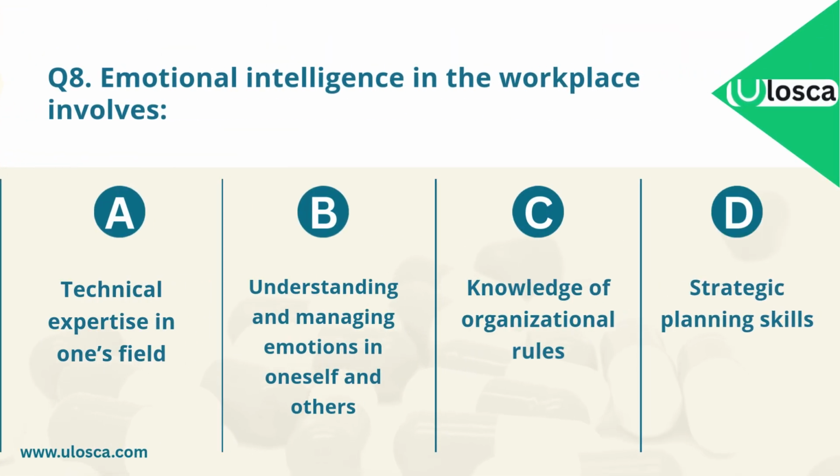Question 8. Emotional intelligence in the workplace involves A. Technical expertise in one's field. B. Understanding and managing emotions in oneself and others. C. Knowledge of organizational rules. D. Strategic planning skills. Which one is the correct answer?